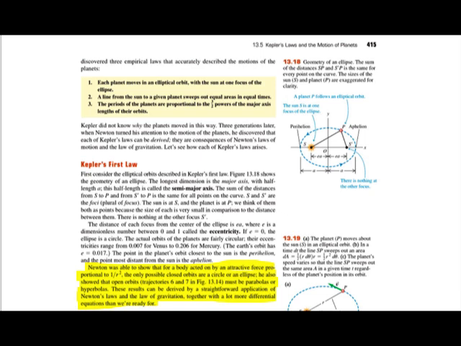It is possible to use Kepler's laws to derive Kepler's equation, and by solving this equation, compute a planet's position as a function of time, as we will see later, but that is not covered in the text.